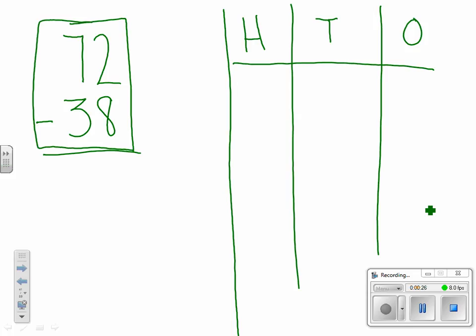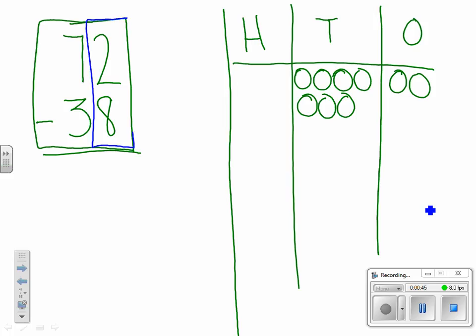And I'm going to go ahead and create it over here in my hundreds chart. And this is just a way for me to see what the value of each digit is. And when I start to unbundle, it's going to make it much easier to see. So I'm going to start in the ones place. And I always tell my students, start in the ones. I have 2 ones, and I need to take away 8. Well, I can't do that, so I'm going to unbundle.